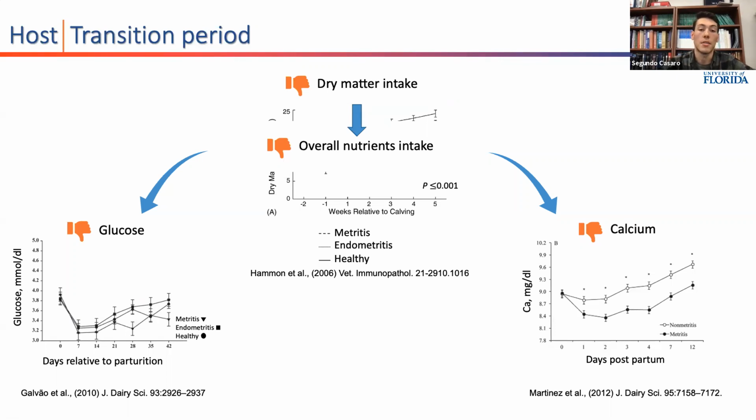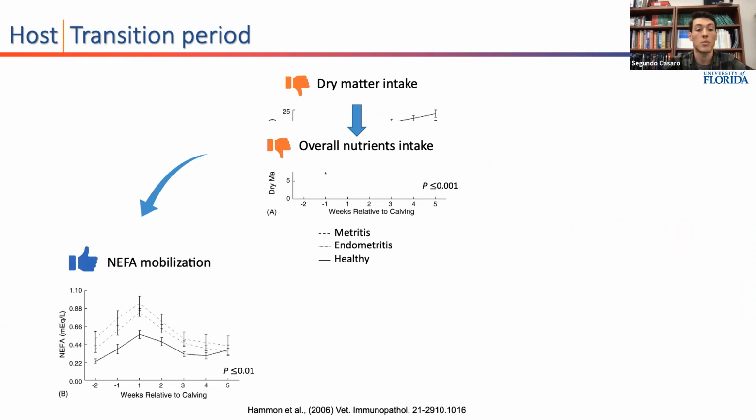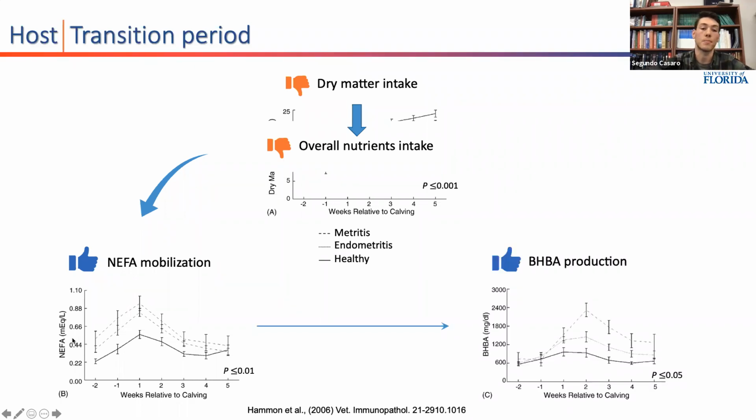Now, another thing that is important here is that because there's a decrease in glucose, there's going to be an increase in body fat mobilization in the form of NEFA, and this increase in mobilization is higher in cows that develop metritis. Because of this increase, there's going to be an increased amount of BHBA, so an increased amount of ketone body production by the incomplete oxidation of the NEFA in the liver, and both of them in blood have been associated with impaired neutrophil function.